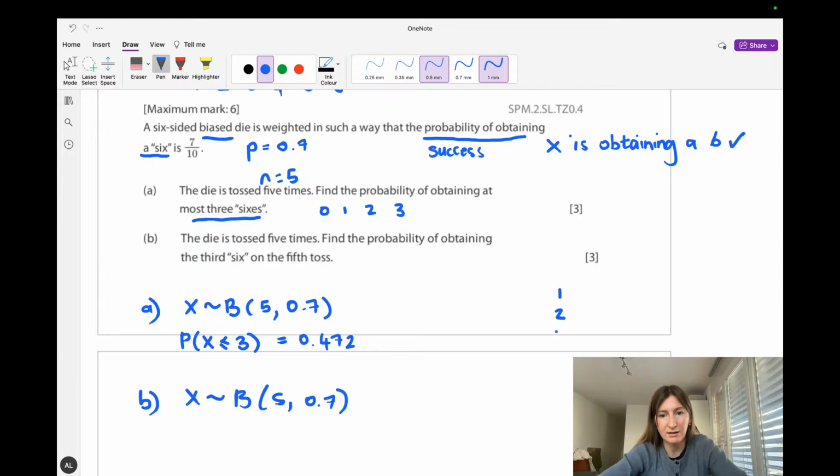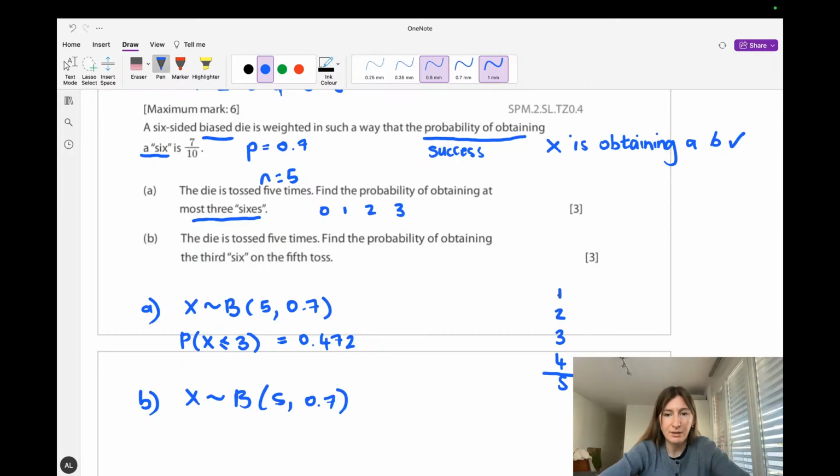Let's say we're tossing 5 times, 1, 2, 3, 4, 5. And they're saying on the 5th toss, I'm getting my 6. So I'm going to write S. S for success, because remember that's obtaining a 6. I guess it can be S for 6 as well, but 3rd 6 is going to be on the 5th toss. Okay, so that's confirmed. What is that probability there? We don't need to do binomial for this. This is just the probability that we get a 6 on 1 toss is just 0.7. So that one we have already. That's 0.7.